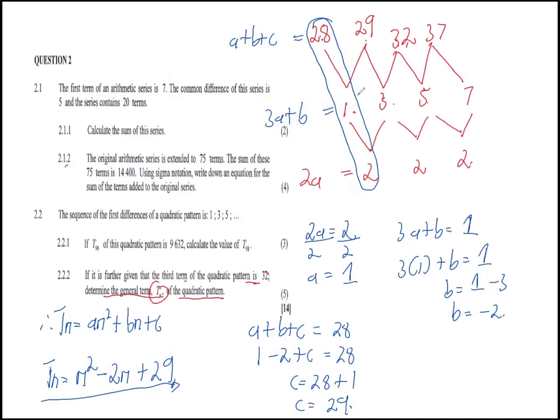So where do we get our marks? Second difference, being able to find that our a is 1, our b value is negative 2, our c value is 29, right? And then being able to come up with the equation, obviously. So that is it. 1, 2, 3, 4, 5.